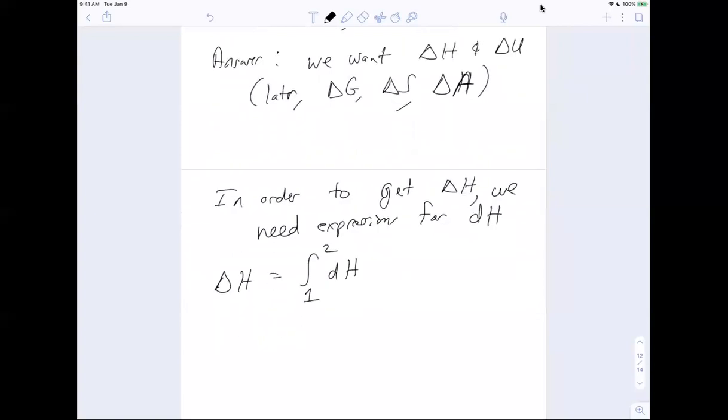So once we have dH, we can integrate dH from state 1 to state 2 to get delta H, because we want delta H and delta U. Any way we can get expressions for dH, this total differential of H, is going to allow us to get delta H. And this holds for all of these state functions that we will see: Gibbs free energy, entropy, and Helmholtz free energy, which we will get to in the coming weeks. So this is why we're interested in these total differentials. Any questions, comments? That would be my last point for today.